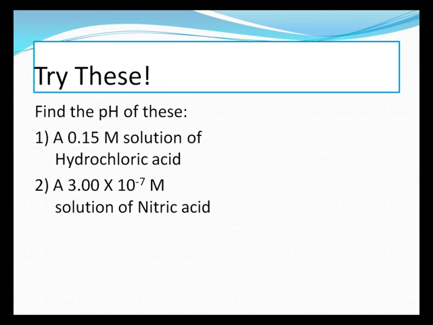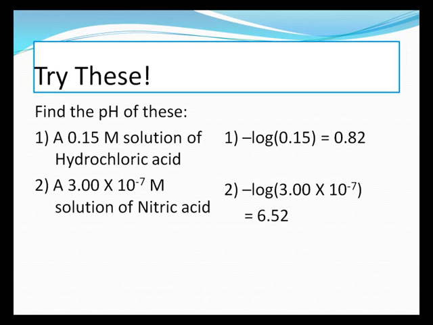Try these on your own. What you need to do is do the calculations, stop the podcast, write down your answers, and then check them. Assuming you've done so, the log of 0.15 is negative 0.82, so here we have a pH of 0.82. Notice that it is less than 1. And in the second case, the negative of the log of 3 times 10 to the minus 7 is 6.52 for the pH of that one.